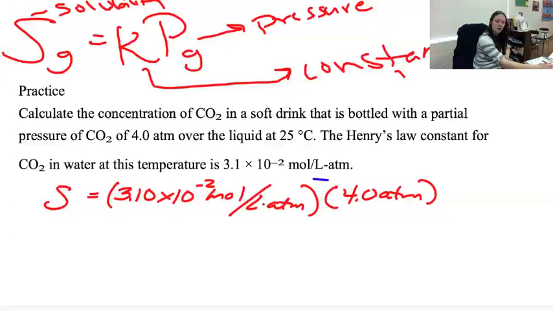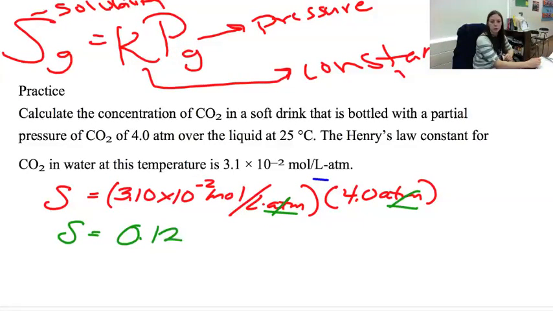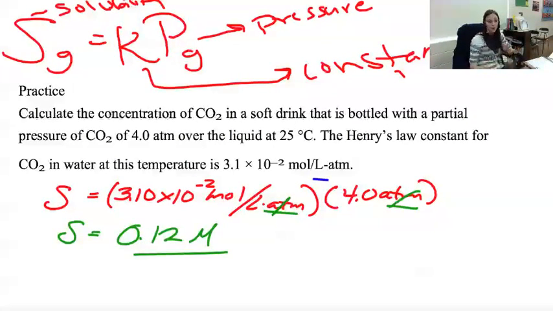that's how we get moles per liter. Because the atmosphere here is on top, we're going to multiply it by an atmosphere on the bottom, so my atmospheres are going to cancel, which leaves me with moles per liter, which is molarity. We just multiply the two numbers and we should get 0.12 molar. And that is the pressure effect on solubility.